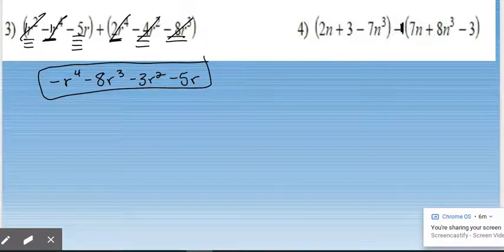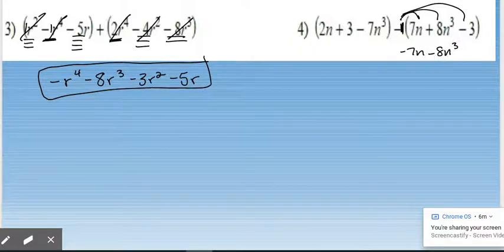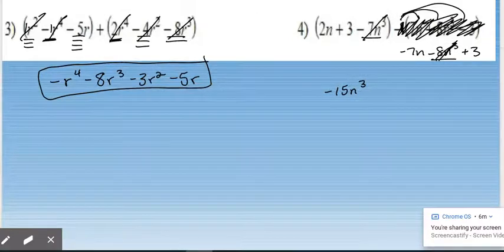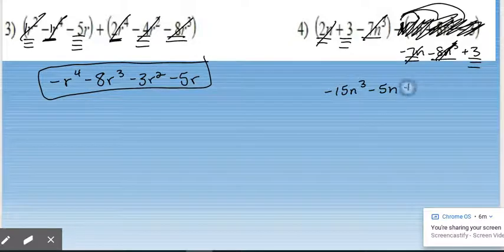So I got to distribute that negative 1. And that's going to give me negative 7n, negative 8n to the third, and positive 3. And I combine my like terms now. I need my n to the thirds first. So negative 7 plus negative 8 is negative 15n to the third. My n's, 2n plus negative 7n is negative 5n. And my constants, 3 plus 3 is 6.